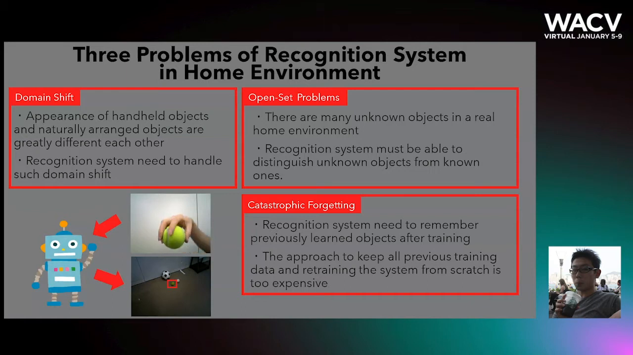Second, open set problems. In a real environment, there should be many unknown objects not presented in the training phase. The recognition system must be able to distinguish such unknown objects from known ones. Third, catastrophic forgetting. As novel objects continually appear in our daily life, the recognition system should be able to update its knowledge in a timely manner to handle them. So we need an efficient framework to incrementally train the system without using many computational costs.